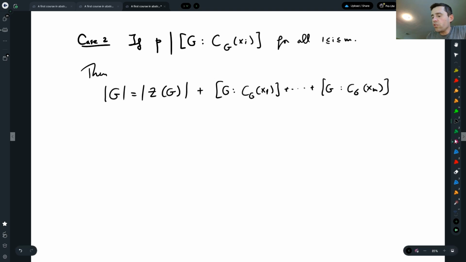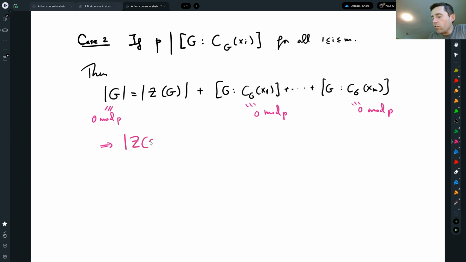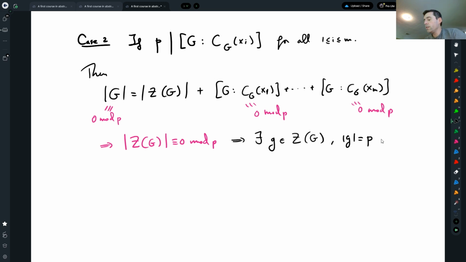Now the class equation tells me that this is divisible by p to the r, so in particular it is divisible by p, and these are all divisible by p also. Therefore, the order of the center is also 0 modulo p. But then by Cauchy, p divides the order of the center, or simply because the center is abelian, there is an element of the center of order precisely p in G.